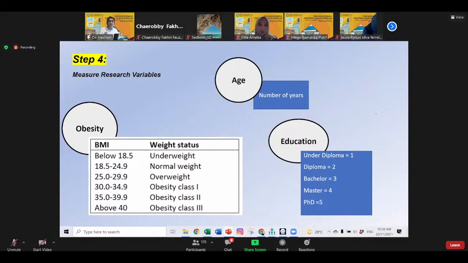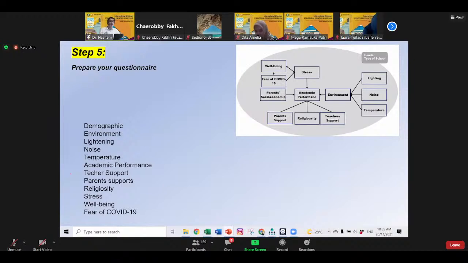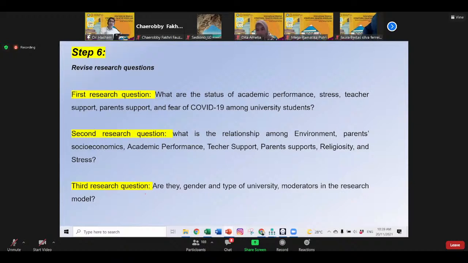Step 4, how to measure the variables, right? If you go for obesity, we know that obesity has a formula. For education, we go with a number of 8 or something like that. Next, prepare your questionnaire. So you design the environment, everything, and then you prepare your questionnaire. And in step 6, revise the research questions, right? Normally I ask my students to come up with 3 research questions in a structural equation modeling.